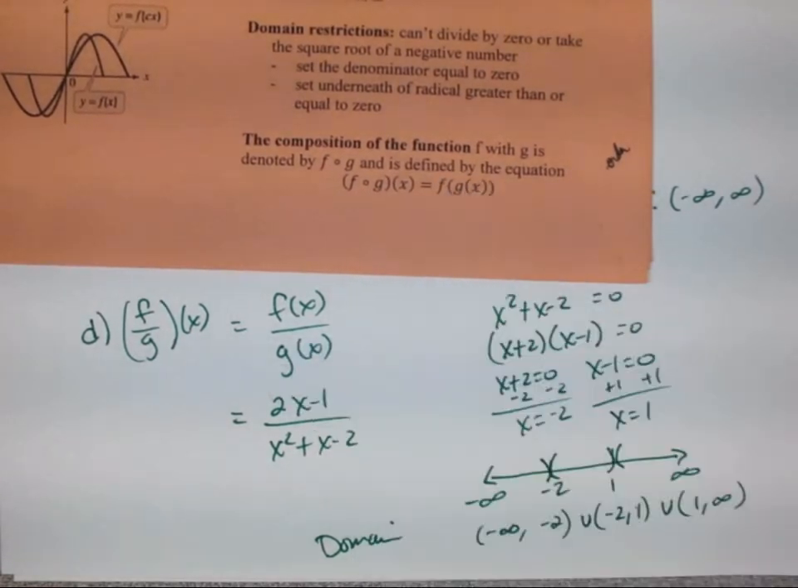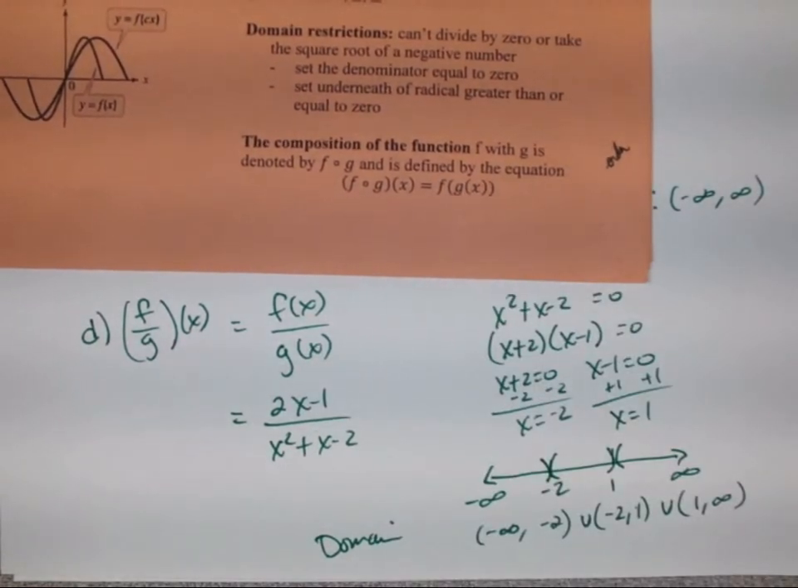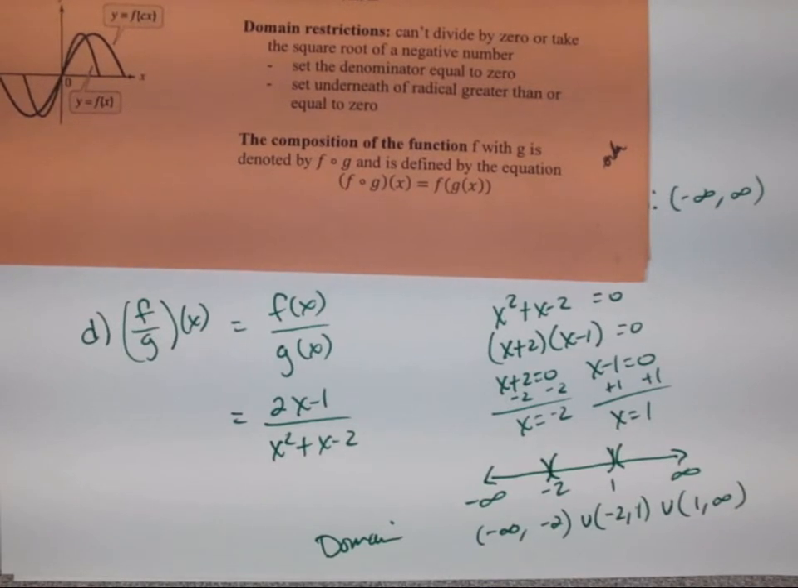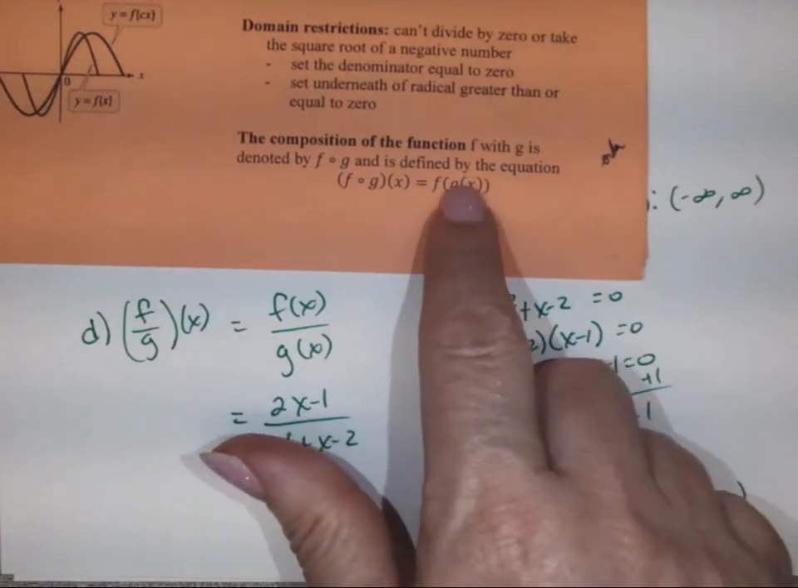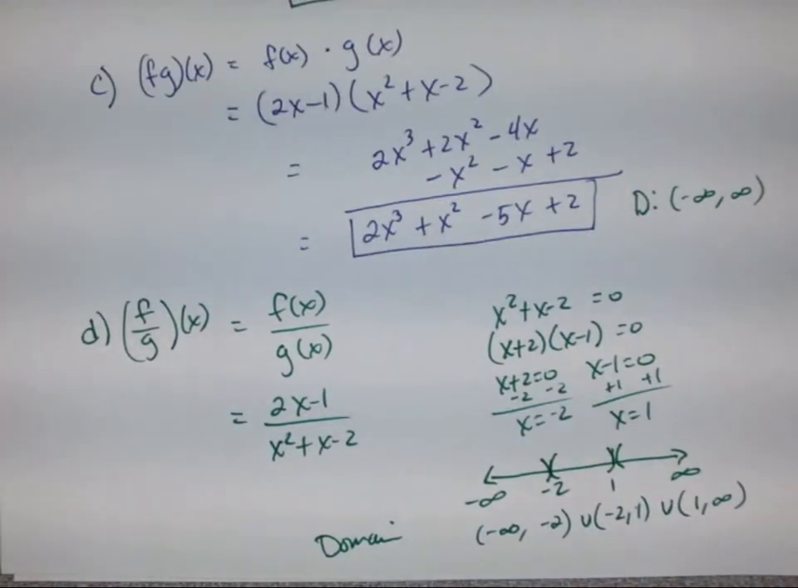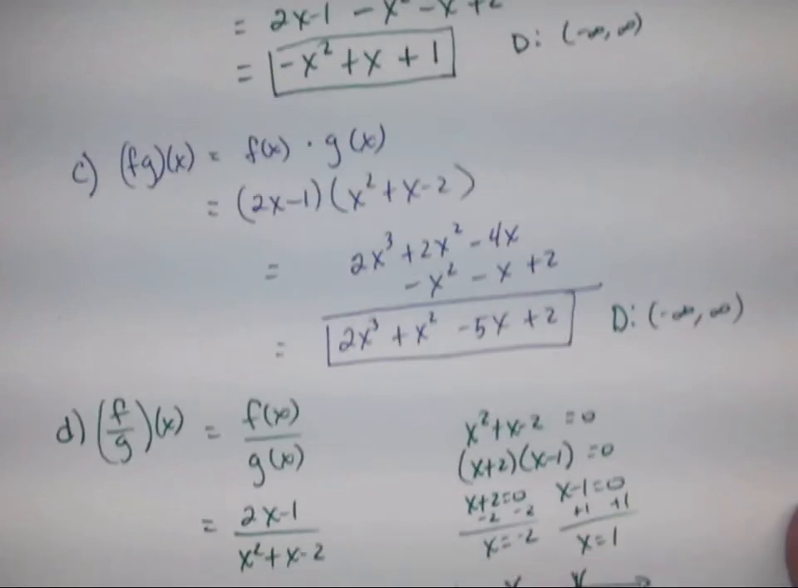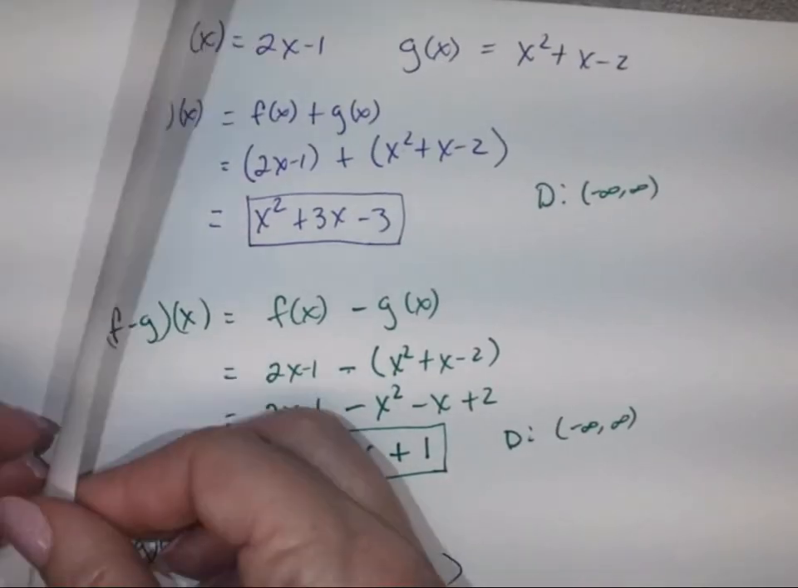So f of g of x means that, so we've been doing lots of functions where we're plugging in like 2 and negative 2 and 0. What we're going to do here is plug in an entire function. So let's pull up a new paper.